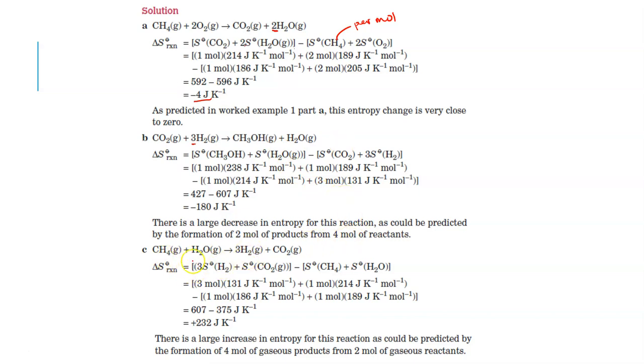Lastly, for C, where we had 2 moles going to 4 moles and we predicted a positive entropy change, using our products minus reactants, we have 3 lots of hydrogen plus CO2 minus CH4 and H2O, which gives us a positive entropy change of 232 joules per Kelvin. Again, when we're doing these, we need to make sure we include the sign. So we're not going to assume positive. Whenever it is positive, we need to indicate the positive nature of this because it's telling us the direction.